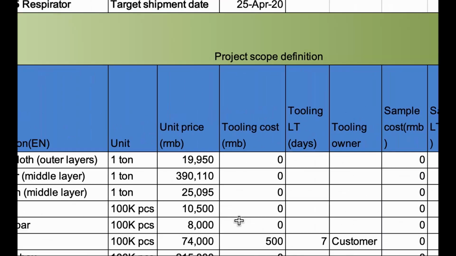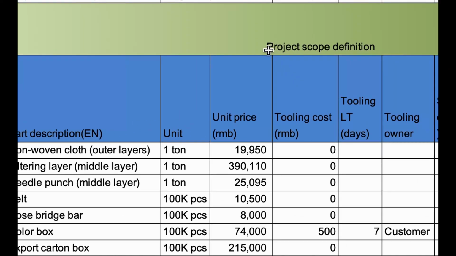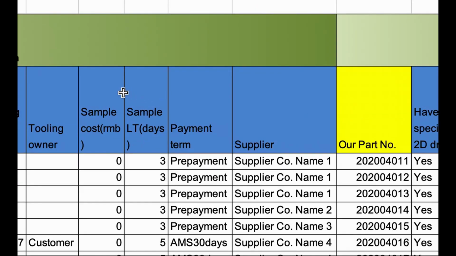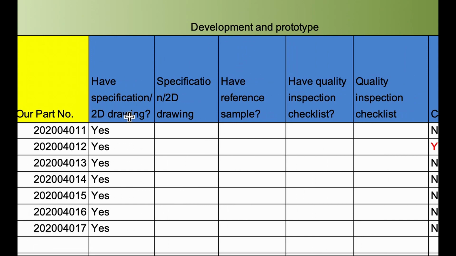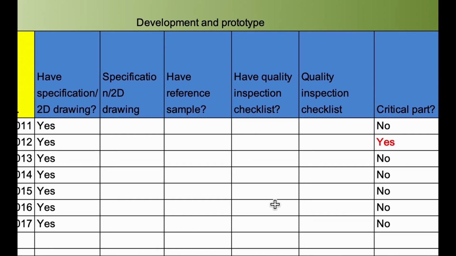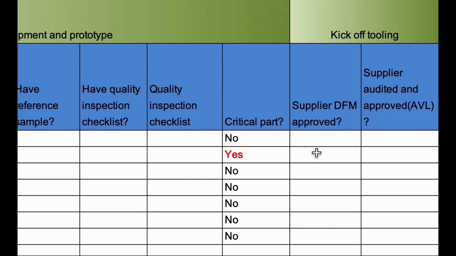Now I'm going to go back to the left. New product introduction stage. So project scope definition, all of this is the very basic things about which supplier will provide what component at what price, and so on. Then development and prototype. So we go into the more technical things to make sure we cross every T and dot every I, especially for critical parts. It's very important.